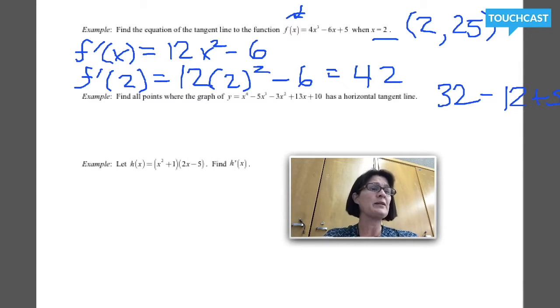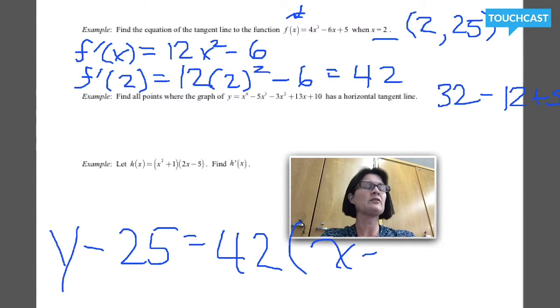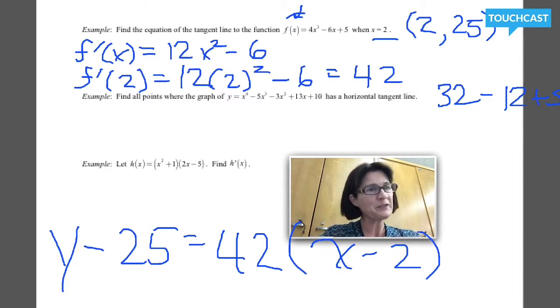So now I have enough information to write the equation of my tangent line. I'm going to do it down here at the bottom of the screen. I'm sure you have more room on your paper. Y minus y1 equals the slope times x minus my x coordinate, which was 2. That's a fine answer. If you'd like to change it into slope-intercept form and that makes you happy, feel free to.